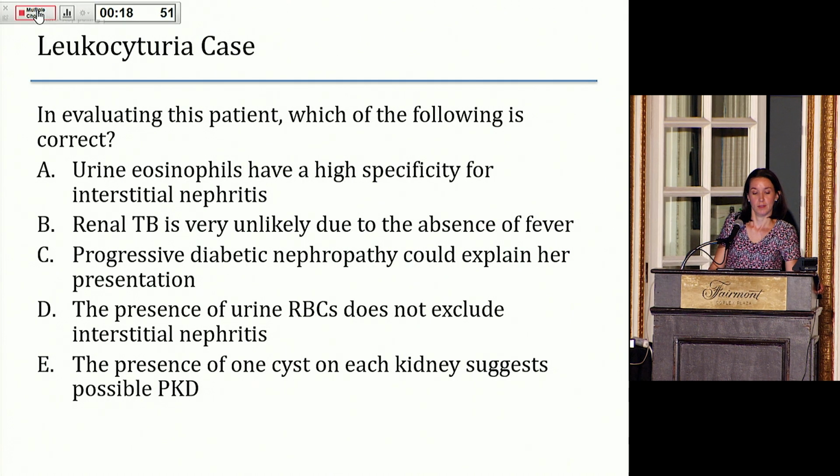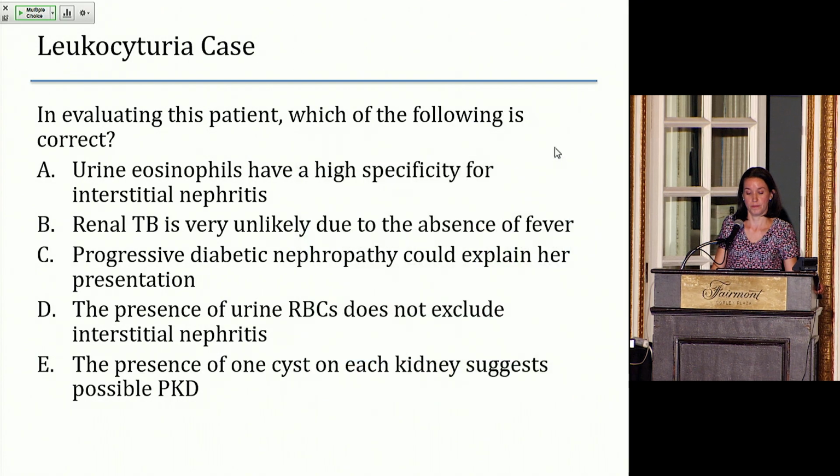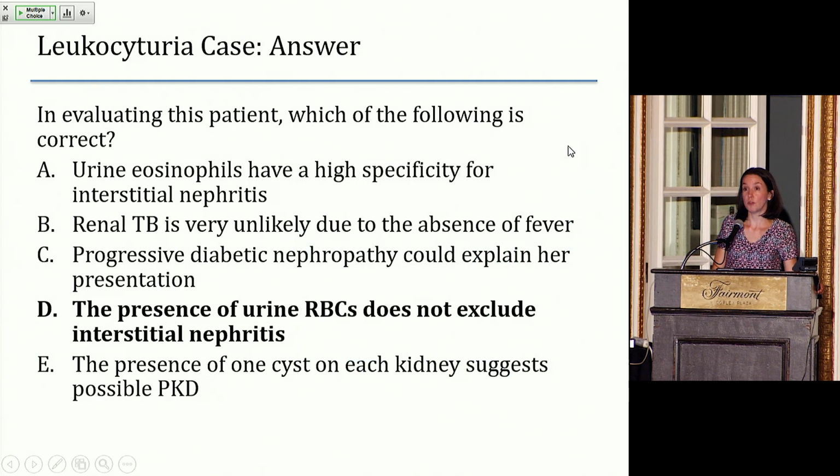Okay, all right, we'll stop there. And so most of you think that the correct answer is D, the presence of urine red cells does not exclude interstitial nephritis. Okay. And I agree.